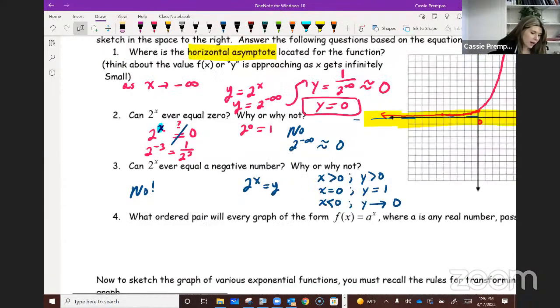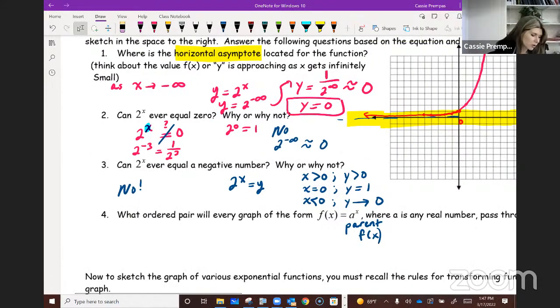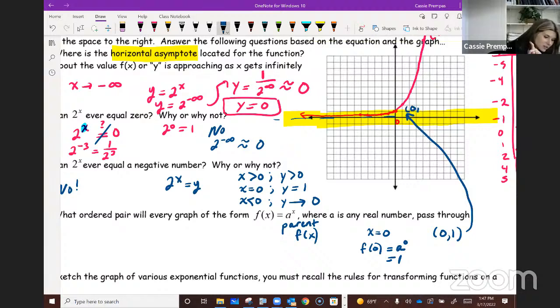What ordered pair will every graph of this form, my parent function of an exponential, pass through? So what ordered pair will every graph of the form f of x equals a to the x, where a is a real number, pass through? What number will always work? Well, when x is equal to 0, let's think about that. What would happen? f of 0 would equal a to the 0. It's going to equal 1. So what's the point that will always pass through? 0, 1. Are you sure? Did it happen up here? Well, yes, it did. 0, 1. Okay, that's the key information.